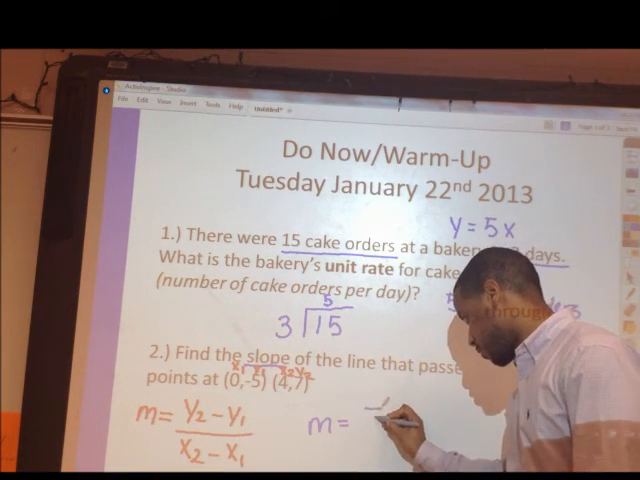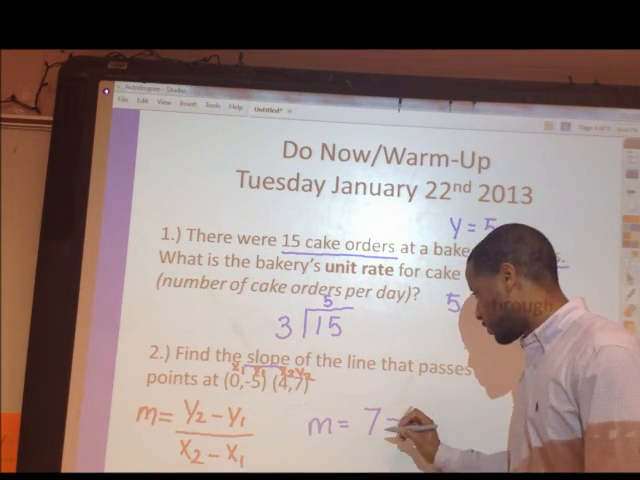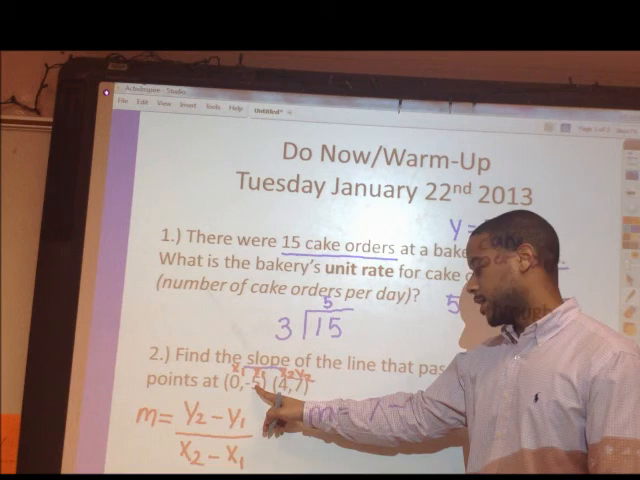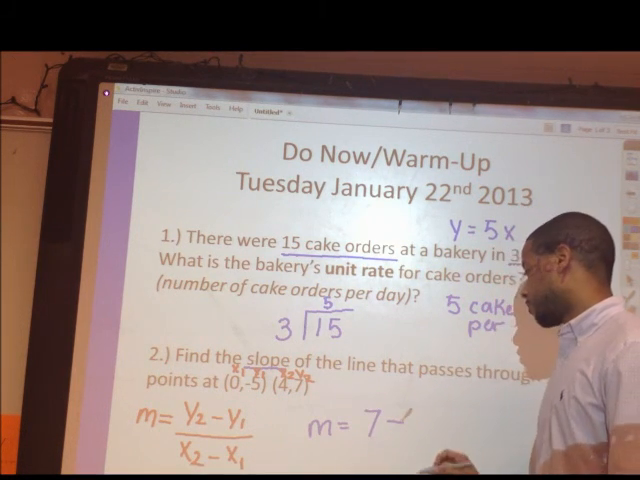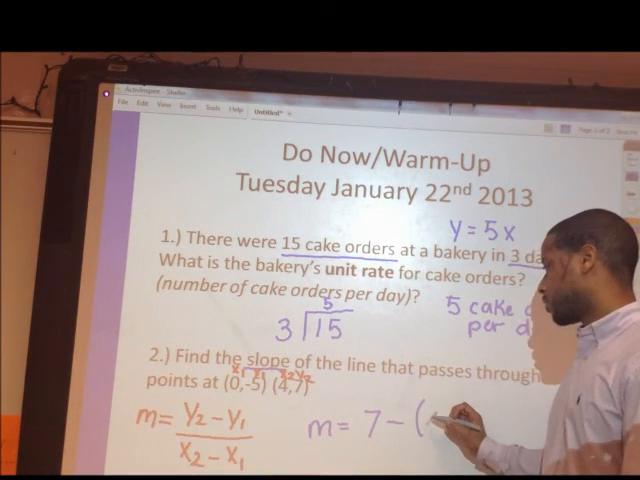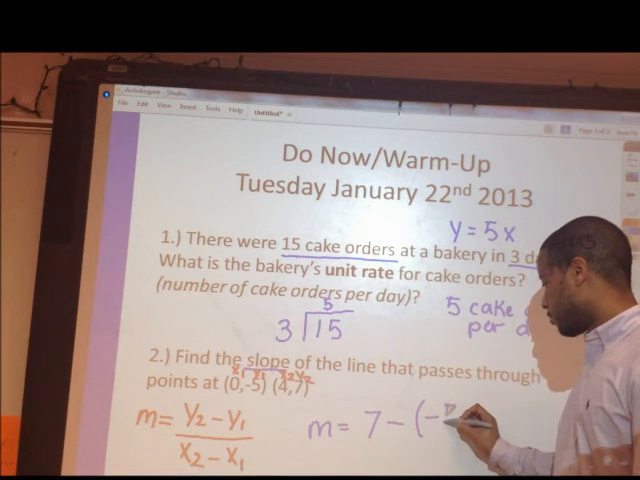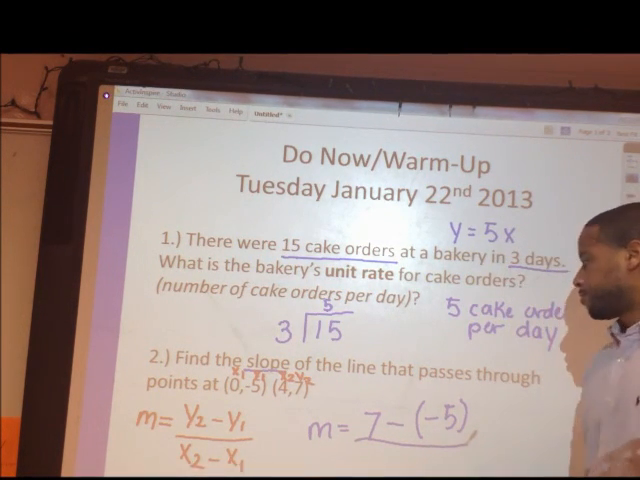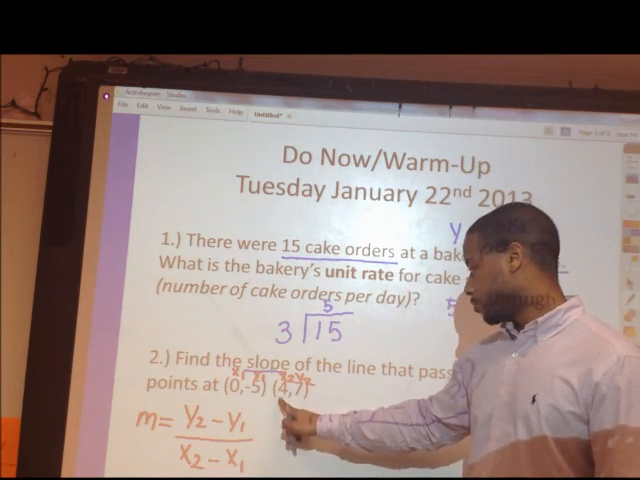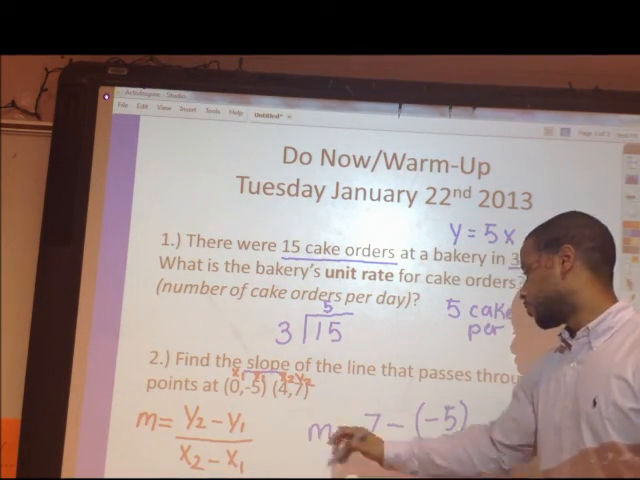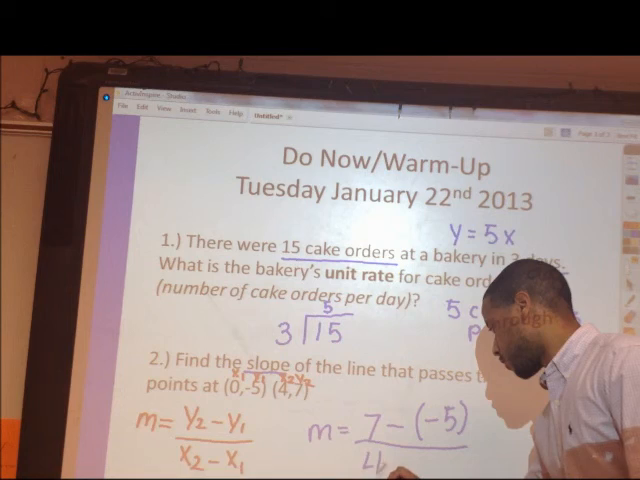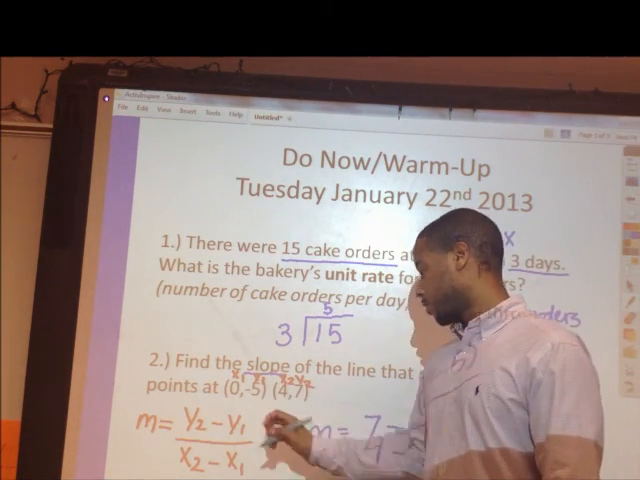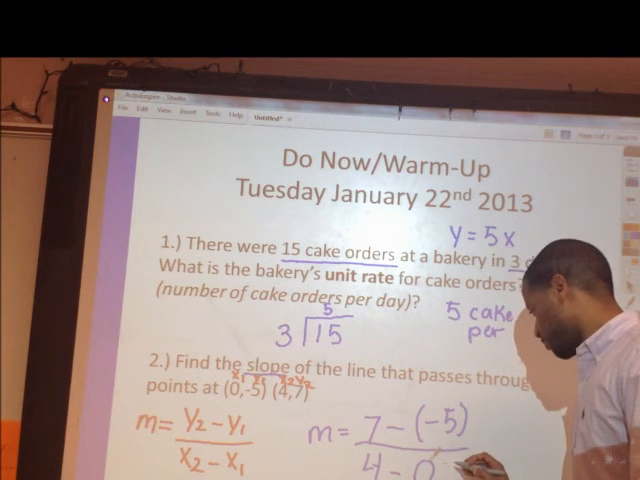7 minus, that just comes from the formula, y1, which we've already identified as -5. Because y1 is negative, we're going to put it inside parentheses. All over x2. We're just plugging it in there. x2 is 4, minus x1, which is 0.